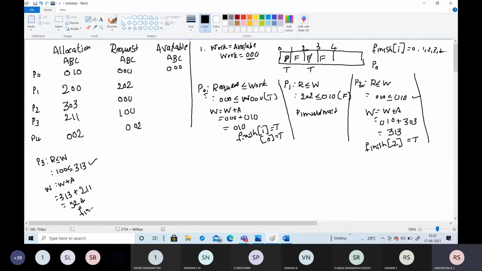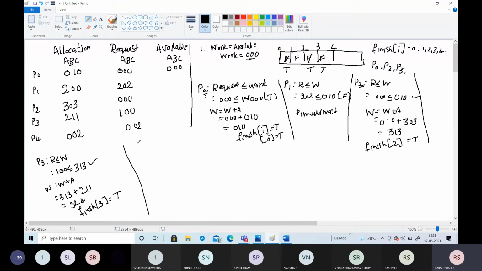Now Finish of i. What is the i value here? It is 3. So Finish of 3 is equal to true. Now the false has become true. Here P1 is waiting, and P2 has been added to the hard disk, and P3 has also completed its task. So now we have added P3.